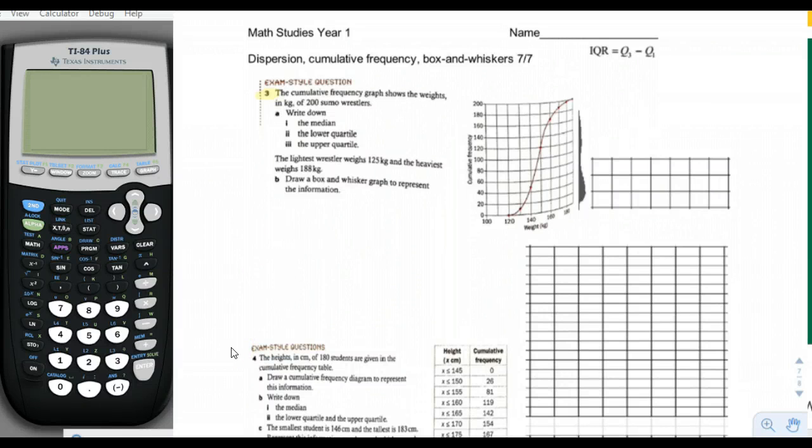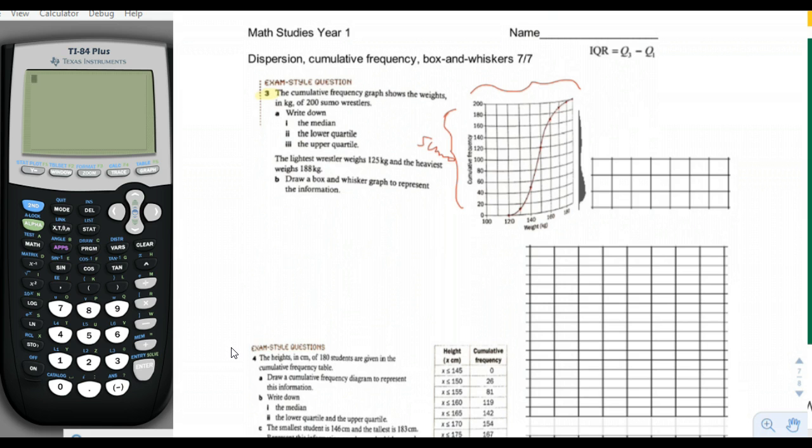Okay, page 7 of dispersion. In this case, they gave you the cumulative frequency graph. Thank goodness, because it is a real pain to draw, right? This shows the weight of 200 different sumo wrestlers.